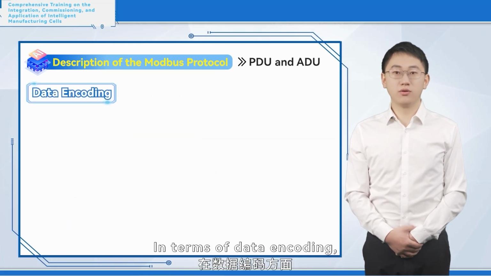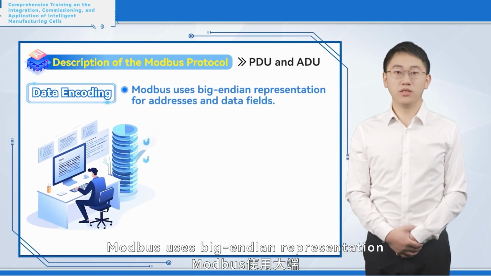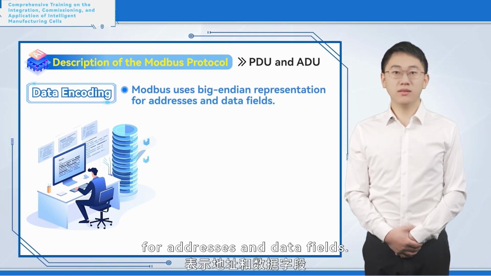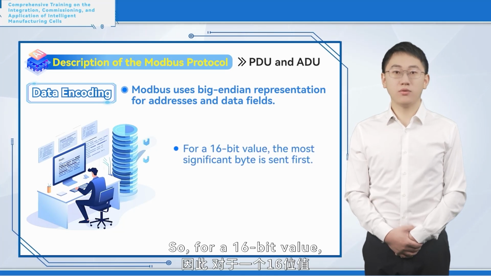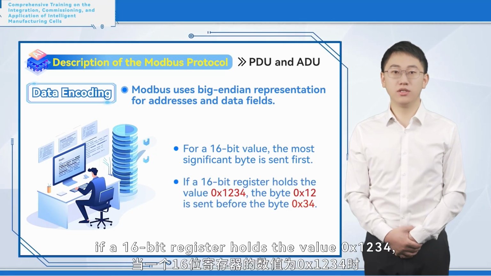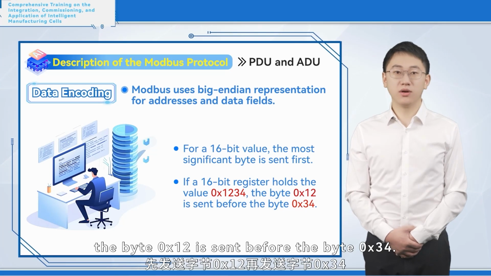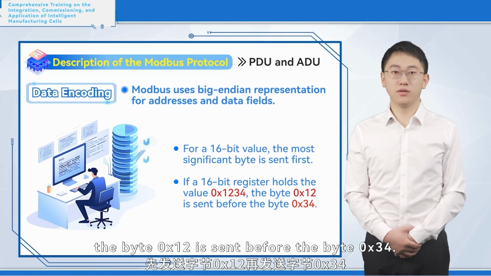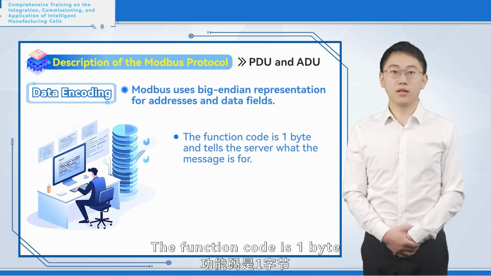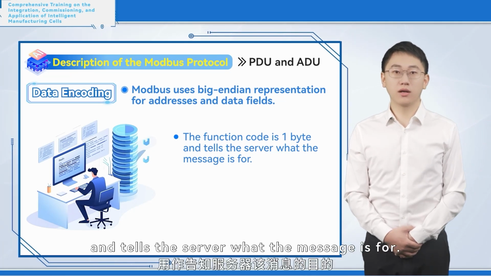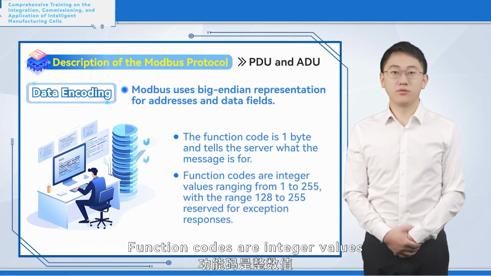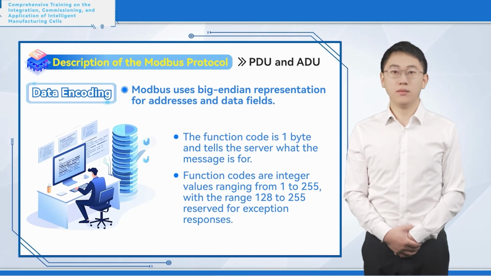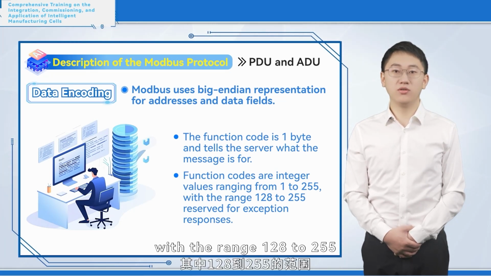In terms of data encoding, Modbus uses big-endian representation for addresses and data fields. So, for a 16-bit value, the most significant byte is sent first. For example, if a 16-bit register holds the value 0x1234, the byte 0x12 is sent before the byte 0x34. The function code is 1 byte and tells the server what the message is for. Function codes are integer values ranging from 1 to 255, with the range 128 to 255 reserved for exception responses.